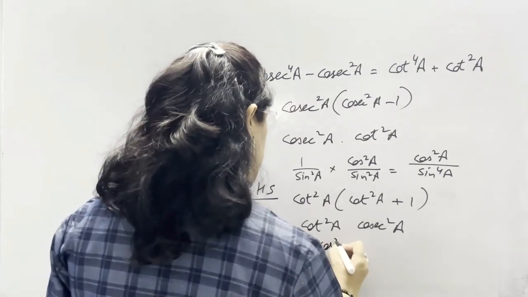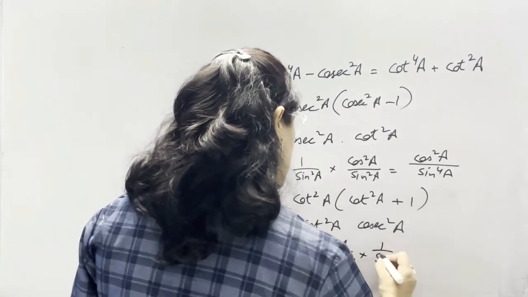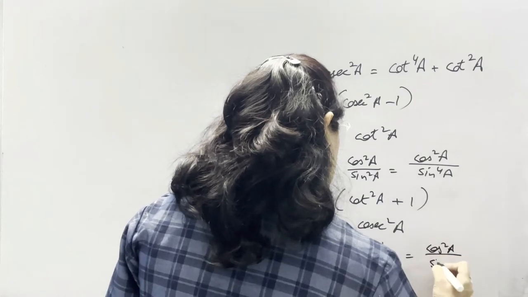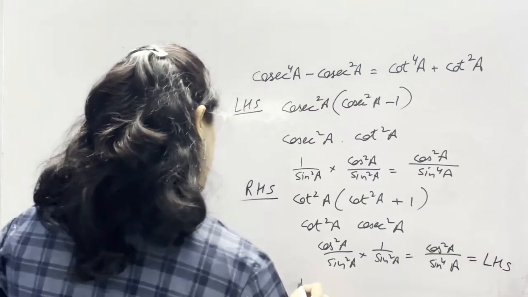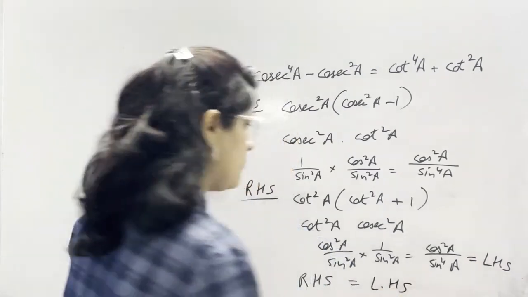Now cot square A means cos square A upon sin square A, and then cosec square A is 1 upon sin square A. It means cos square A upon sin to the power 4 A, which is our LHS. So at the end, LHS and RHS are equal, so hence proved.